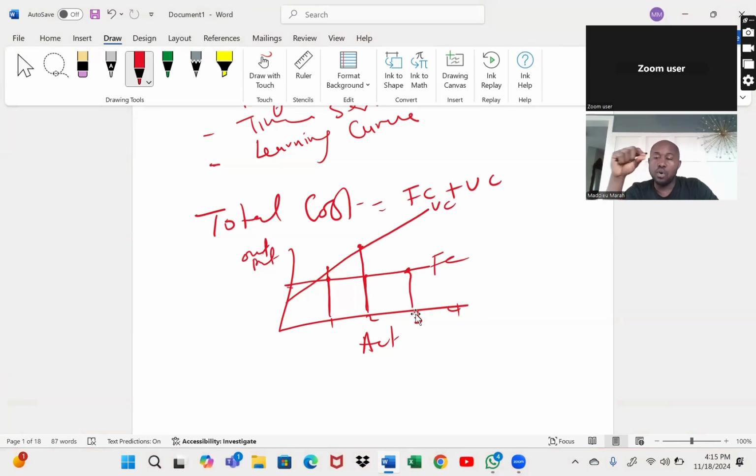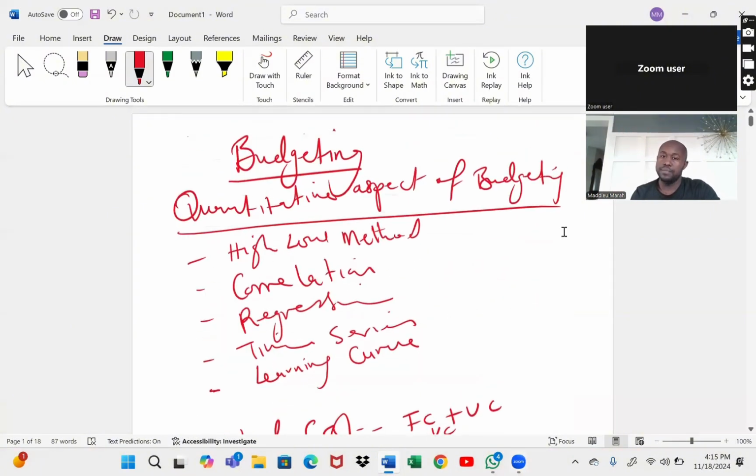Okay, so one of the methods that we use to differentiate cost, to separate cost into fixed and variable, is what we call the high-low method. Okay, this is where we come to the high-low method. High-low method is a technique that we use to separate fixed cost from variable cost. So how does it work? We'll have a list of costs.